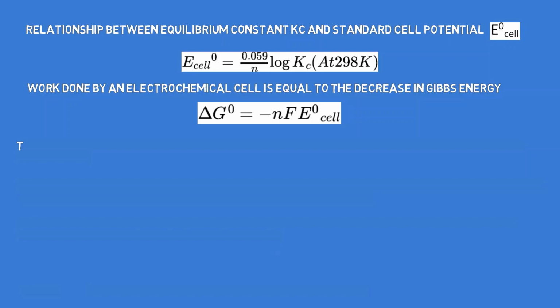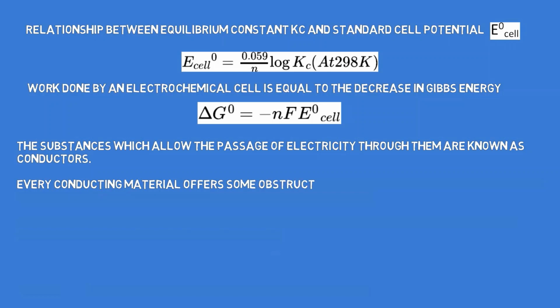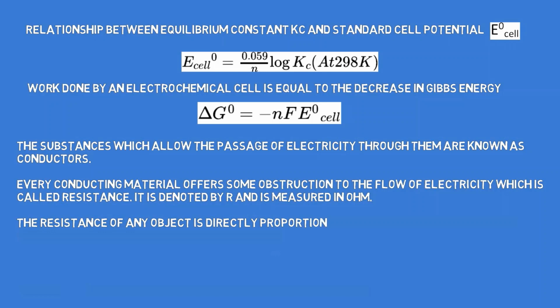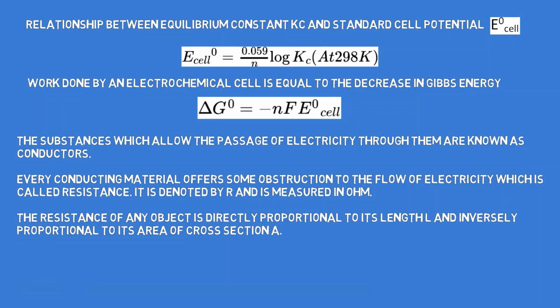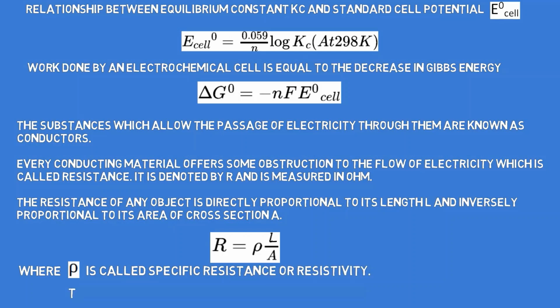The substances which allow the passage of electricity through them are known as conductors. Every conducting material offers some obstruction to the flow of electricity, which is called resistance. It is denoted by R and is measured in ohm. The resistance of any object is directly proportional to its length and inversely proportional to its area of cross section A. R equals rho L by A, where rho is called specific resistance or resistivity. The SI unit of specific resistance is ohm meter.